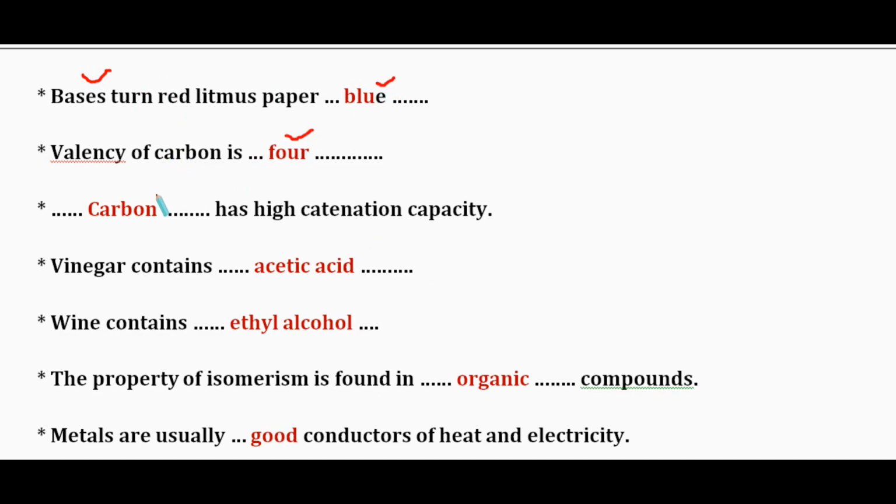Valency of carbon is 4. Carbon has high catenation capacity. Vinegar contains acetic acid. Wine contains ethyl alcohol. The property of isomerism is found in organic compounds. Metals are usually good conductors of heat and electricity.